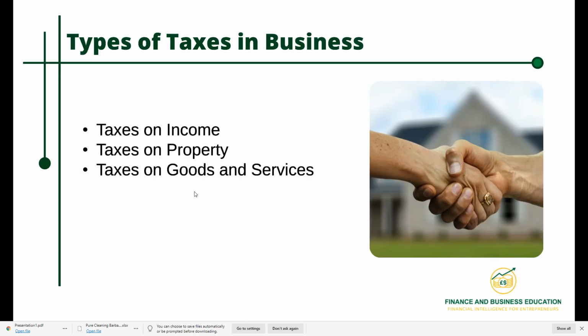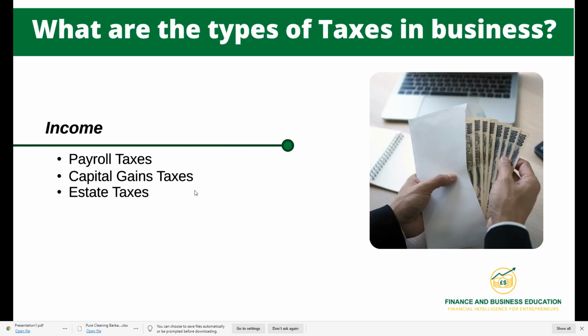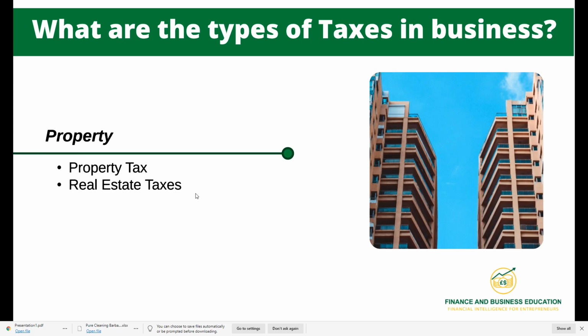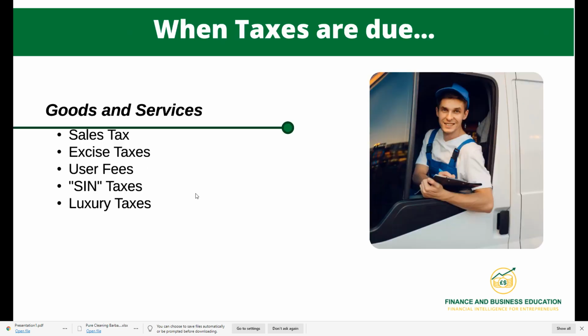We've got income tax, property tax, and we've got tax on goods and services like VAT. You also have taxes on income, as I said, like payroll taxes, like NIS, etc. Then we have capital gains taxes, like if you sell a property, as I said earlier, and estate taxes. If you die, you have to pay taxes. You've got property tax, real estate tax. Taxes are what keep governments going. So taxes are a big thing you've got to plan for, right?